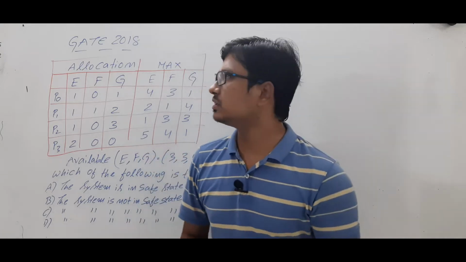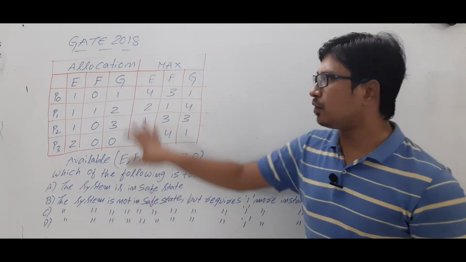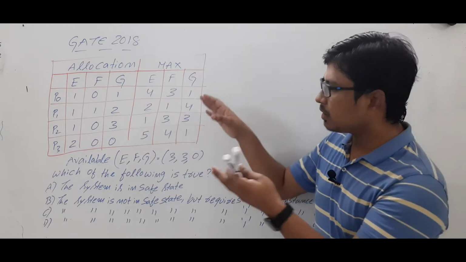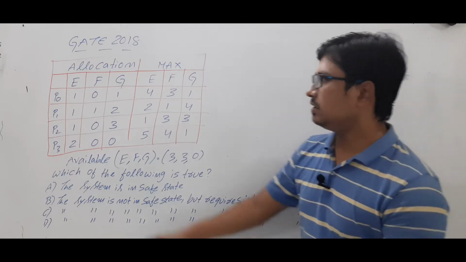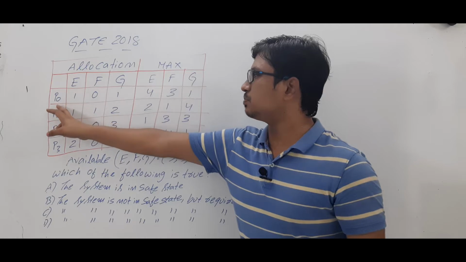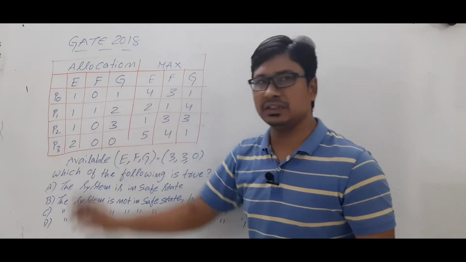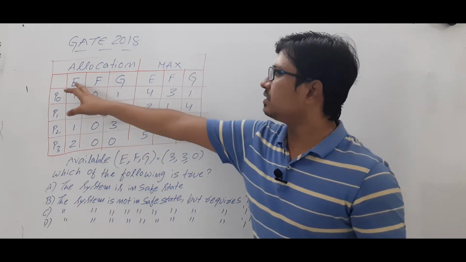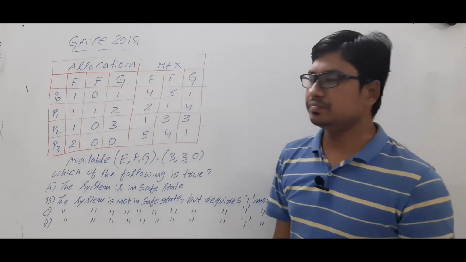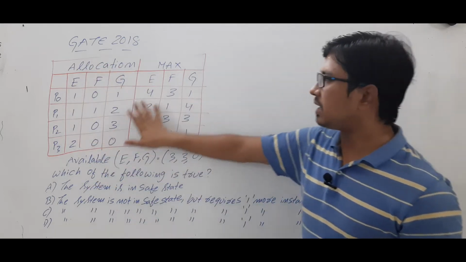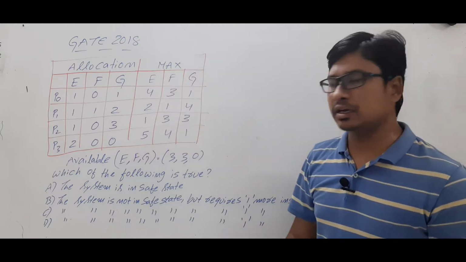Look at the question. Due to space issue, I have not written the complete question, but I have written all the important points to solve the question. They have given 4 processes such as P0, P1, P2, P3. They have given 3 resources E, F, G. And this is the allocation matrix and this is the maximum requirement.